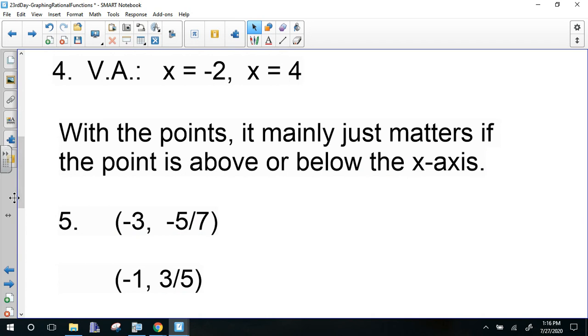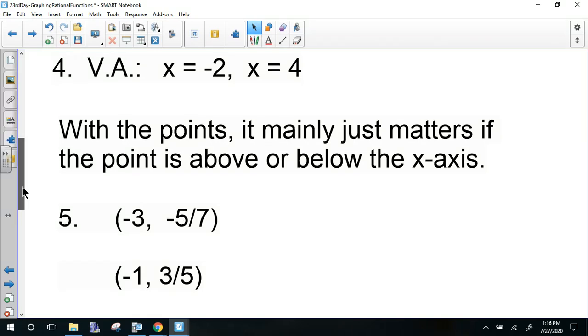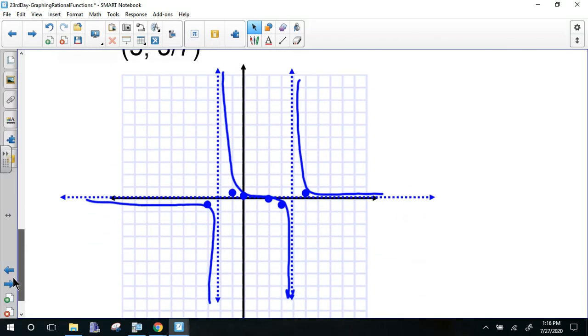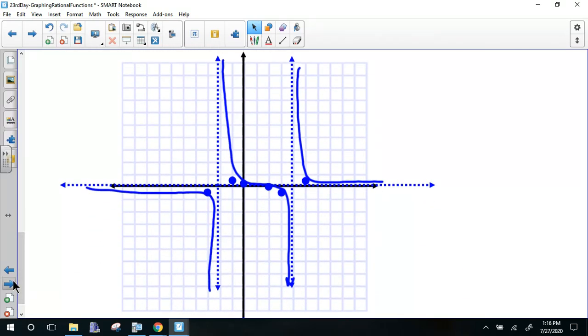And with these points, it mainly just matters that the point is above or below the x-axis. Find some of the other points here and plot it. So if you graphed it on your calculator or Desmos, you'd probably get a better looking graph than what I can draw on the smartboard here.